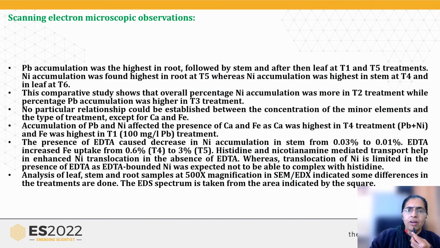Some observations are: lead accumulation was highest in root, while nickel accumulation was also highest in root at T5, in stem it was highest at T4, and in leaf at T6. Accumulation of lead and nickel affected the presence of calcium and iron, as calcium was highest in T4 treatment and iron was highest in T1 treatment. The presence of EDTA caused a decrease in nickel accumulation in stem.